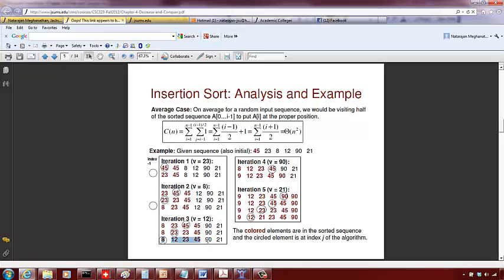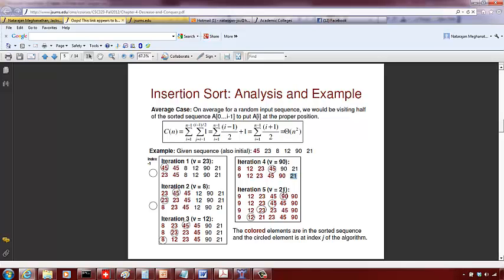We now pick up 90 and try to see where it could be inserted. Now you see 45 compared with 90, 45 is less than 90, so 90 could not be either here or anywhere on the left, so it has to stay wherever it was. Okay, so now we pick up 21 and see where it could be inserted.